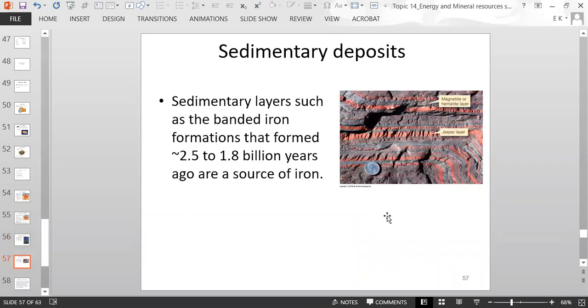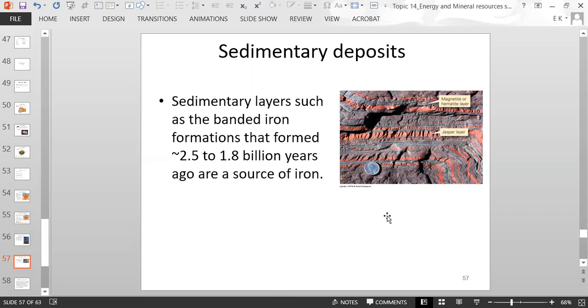Then we have sedimentary deposits. So sedimentary layers such as banded iron formations that formed 2.5 to 1.8 billion years ago are a source of iron. These are related to the oxygenation event when you had the cyanobacteria creating a lot of oxygen in the atmosphere through photosynthesis.